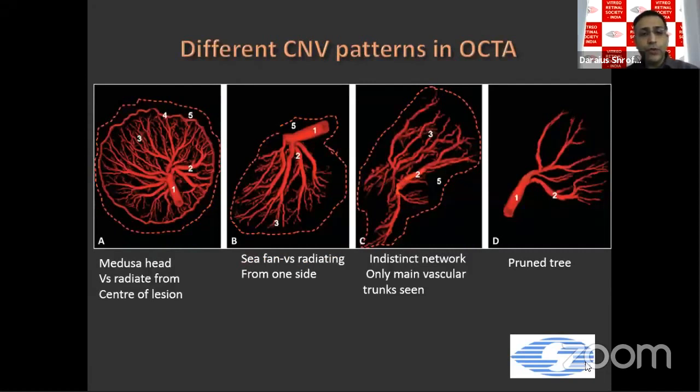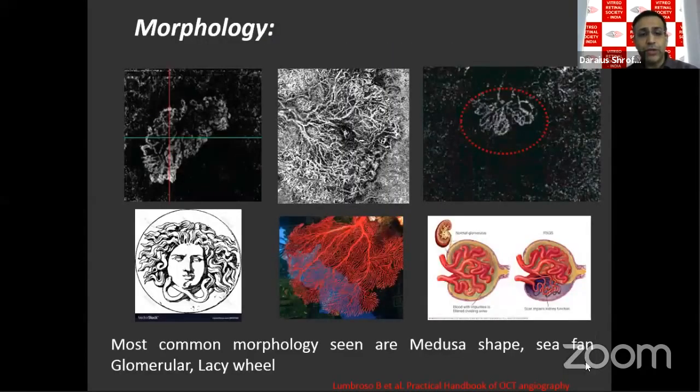Here you see the beautiful patterns, the Medusa head, the sea fan, and the prune tree pattern, which have been detected in Octa. These have got very beautiful names, and you can see these are some of our patients. You can see the Medusa head because of how it looks, and the sea fan, and the glomerulus, named after kidney glomeruli. These are terminologies which are in vogue for the CNVMs seen on Octa.